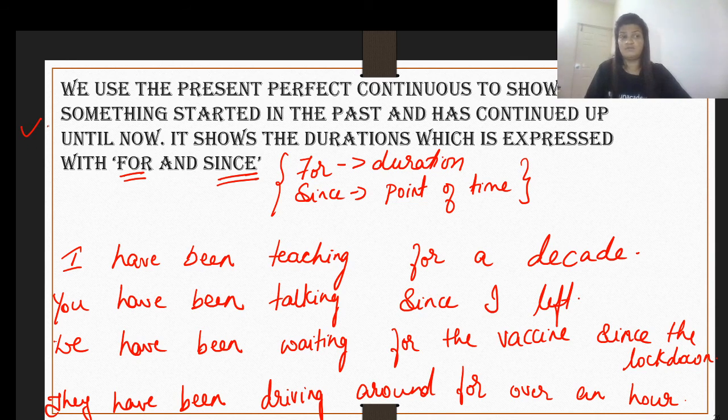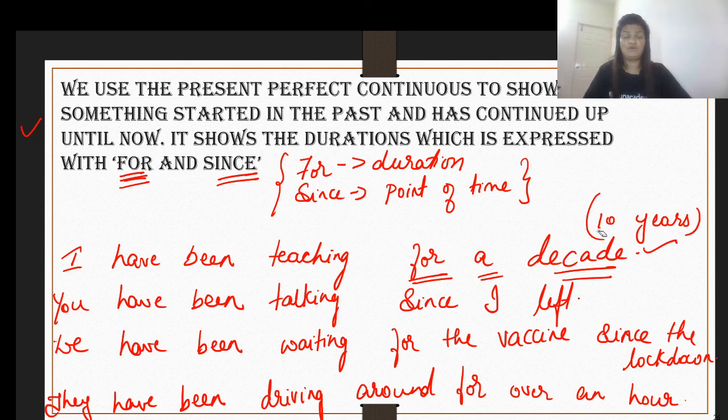What does the usage say? We use the present perfect continuous to show that something started in the past and has continued up until now. It shows the durations which is expressed with the help of for and since. Well, now let us take the first statement, which is I have been teaching for a decade, which means the teaching started way back a decade ago. Decade means 10 years. So way back.